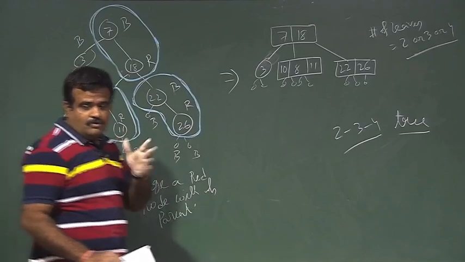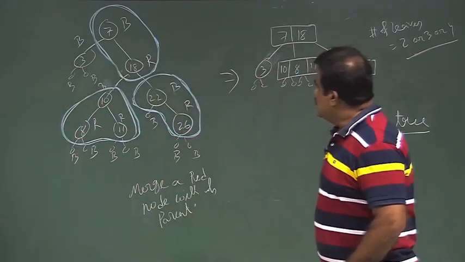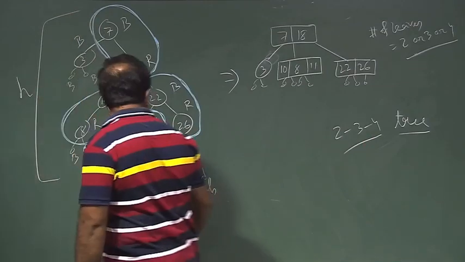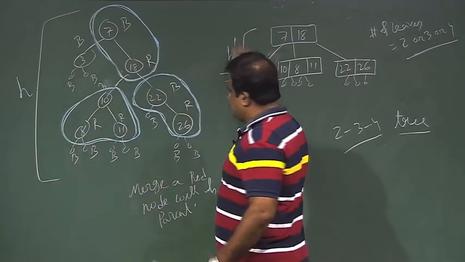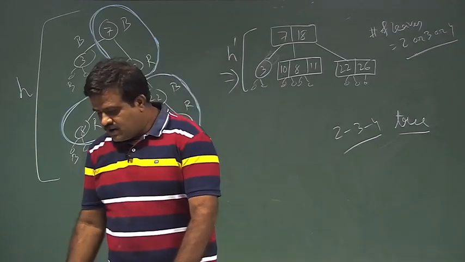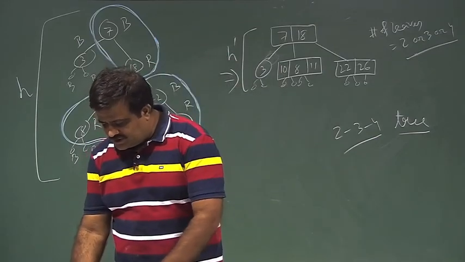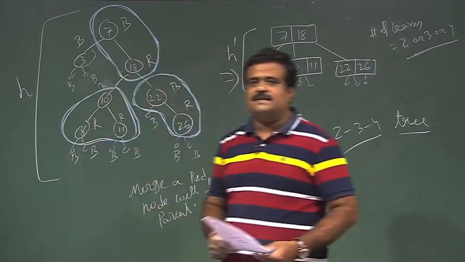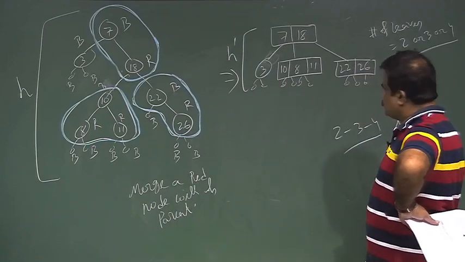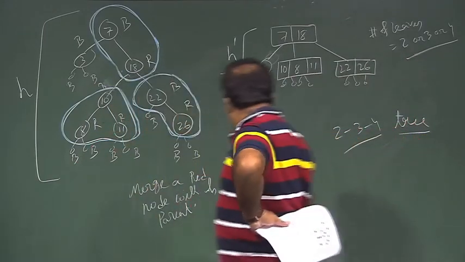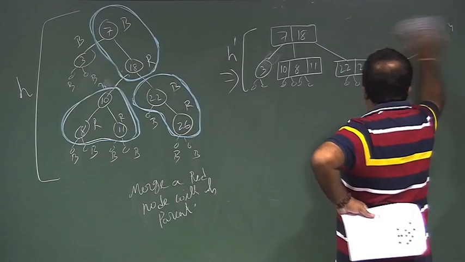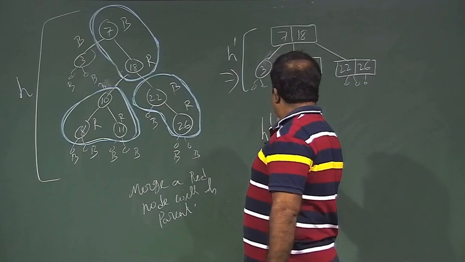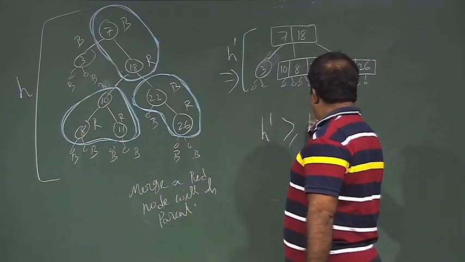Okay. Now we want to talk about the height of this tree. So what is the height of this tree? Suppose the height of this tree is h, and the height of this tree is say h prime. Now what can we say about the relationship between h and h prime? Can you say h prime is greater than or equal to h by 2?